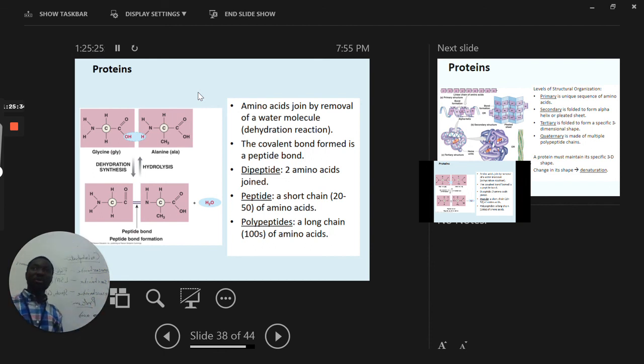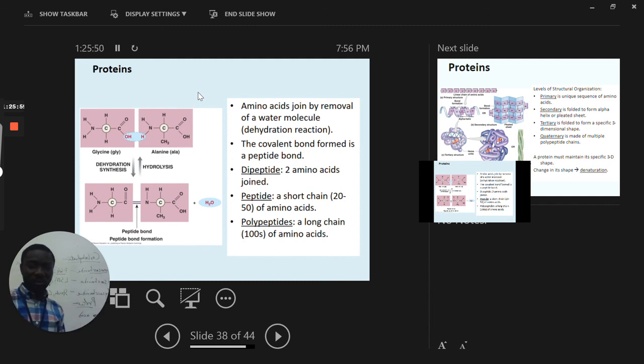Dehydration, because it's the removal of a water molecule to build a bond. When you remove a water molecule, you are building a bond. When you add a water molecule, you are breaking a bond. So removing water builds a bond, and when you add it, you are breaking a bond. Make sense? Adding is breaking, removal is building.